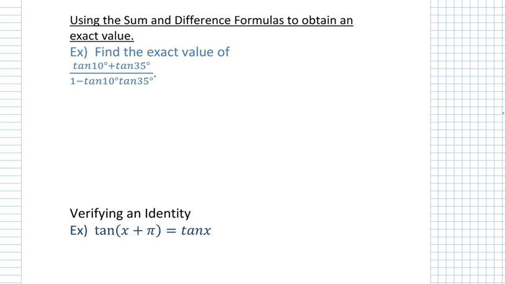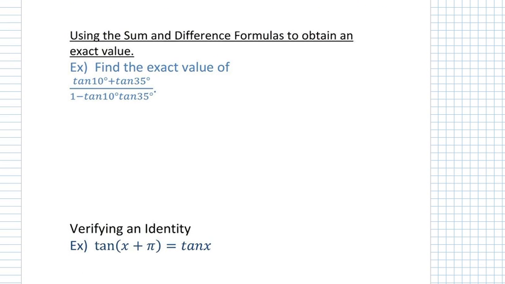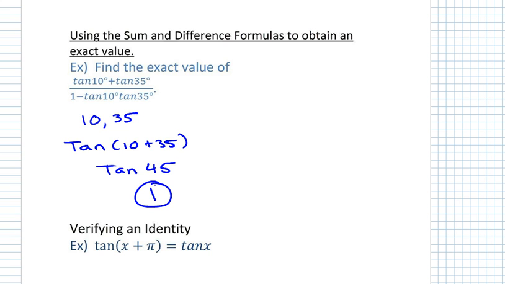The next thing, find the exact value of, so basically this is where you work backwards. If it looks like this, then the two angles you're adding together are 10 and 35. And since this is positive, and remember the top part's always the same sign, so you know it was tangent 10 plus 35. So basically it's asking you to find the tangent of 45, and the tangent of 45, remember, is 1.